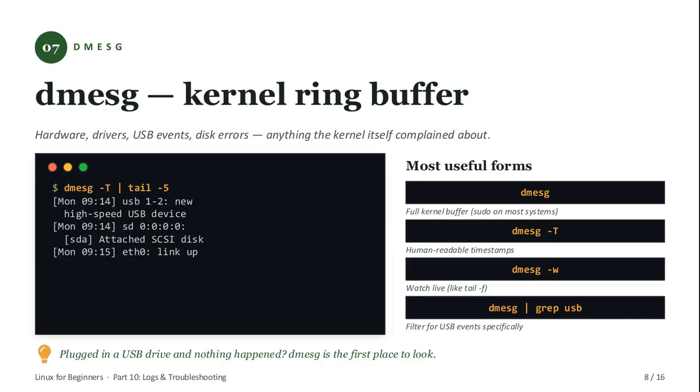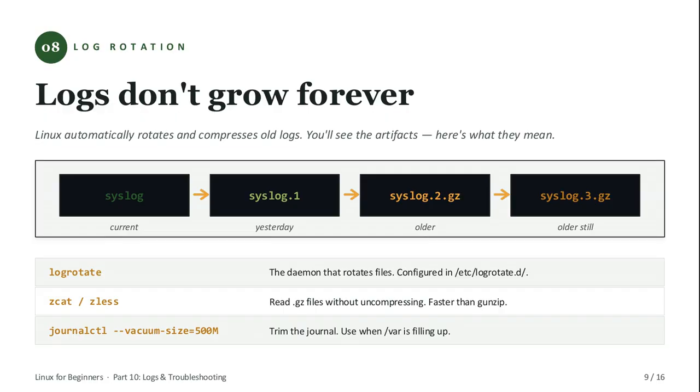Here's something you'll bump into the first time you go poking around /var/log. You'll see files like syslog, then syslog.2.gz, syslog.3.gz, and so on.